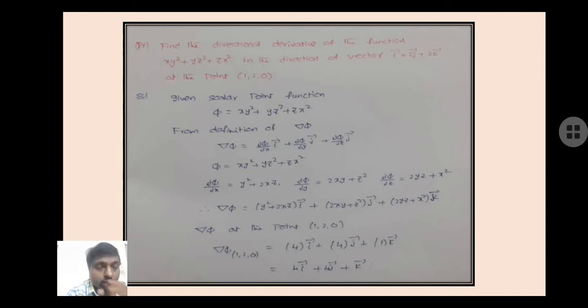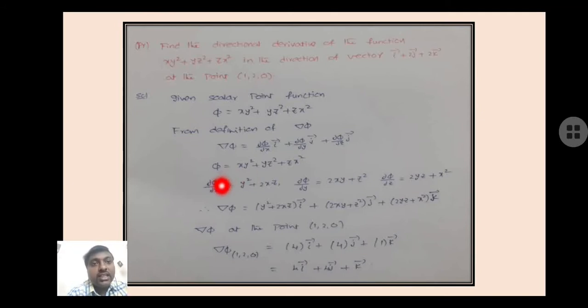Now, the directional derivative is nothing but del phi dot E bar. So first of all, I calculate del phi, which is nothing but the gradient. For that purpose, I take the given scalar point function phi equal to xy square plus yz square plus zx square. Now I go through the definition of gradient. Del phi is equal to dou phi by dou x into i bar plus dou phi by dou y into j bar plus dou phi by dou z into k bar.